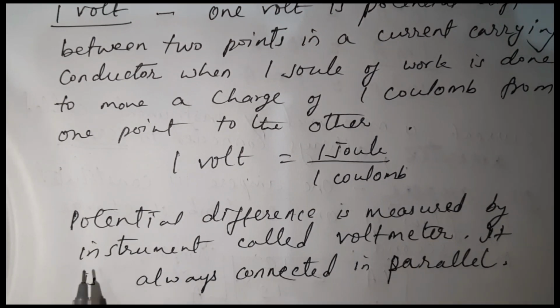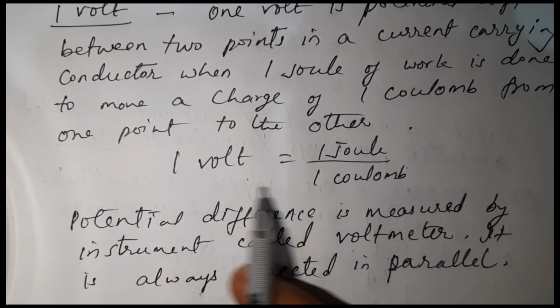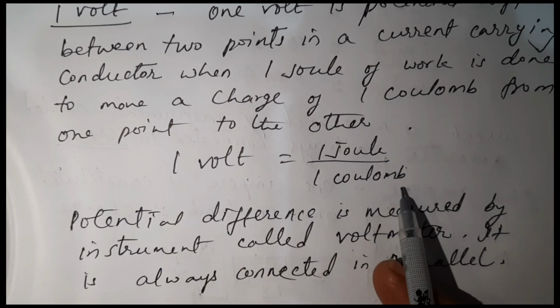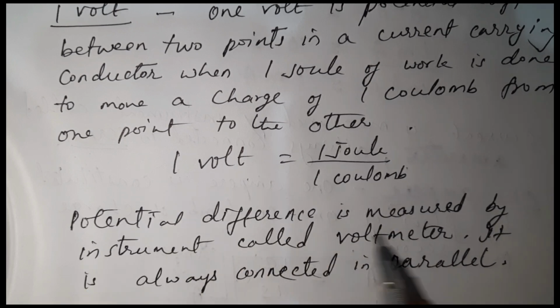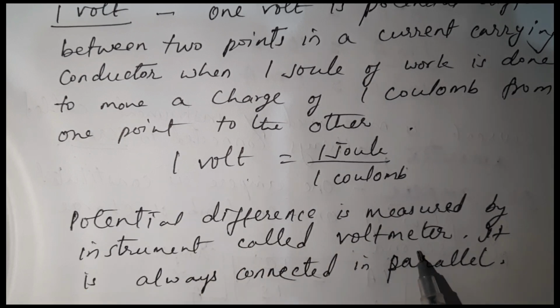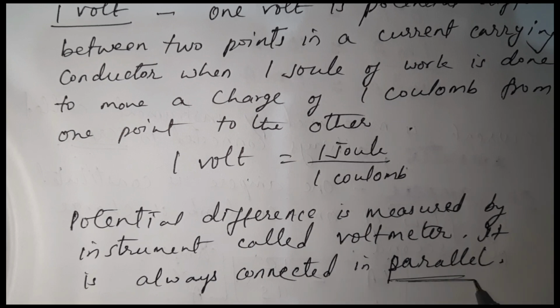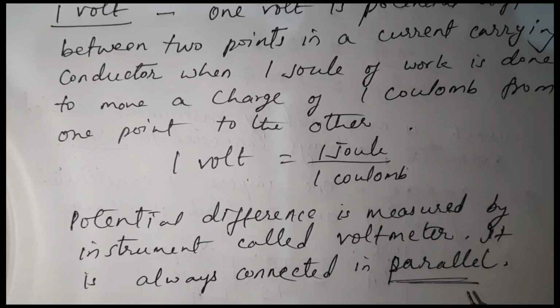Now what is the simple way, like 1 volt is 1 joule upon 1 coulomb. Potential difference is measured by an instrument called a voltmeter. It is always connected in parallel. So they can ask an MCQ. Ammeter is always connected in series. Voltmeter is always connected in parallel.